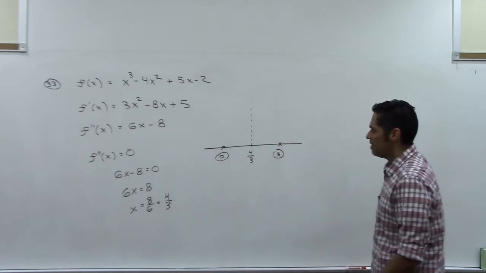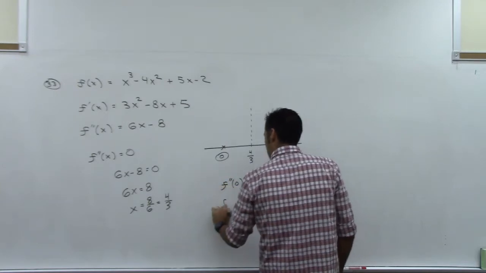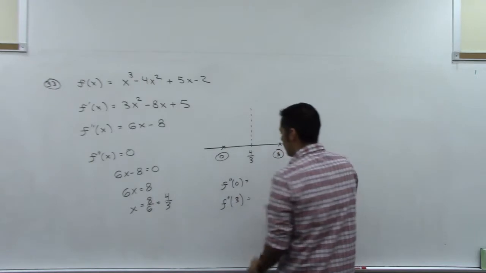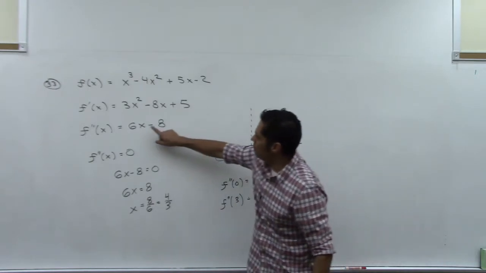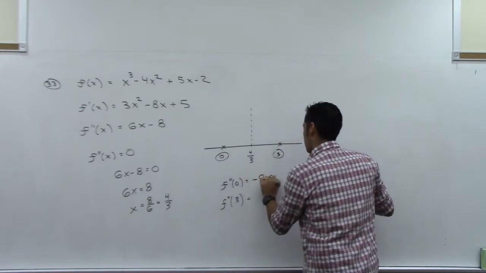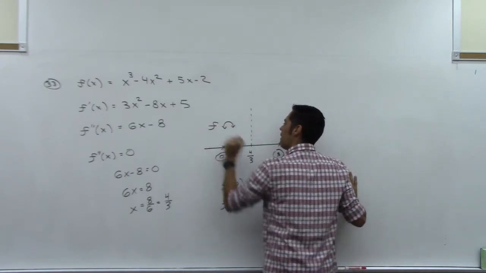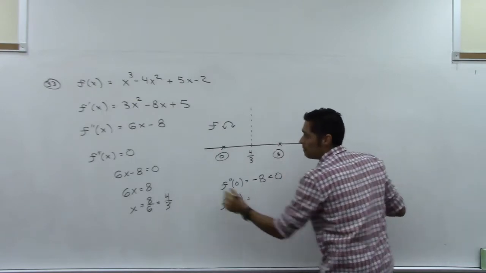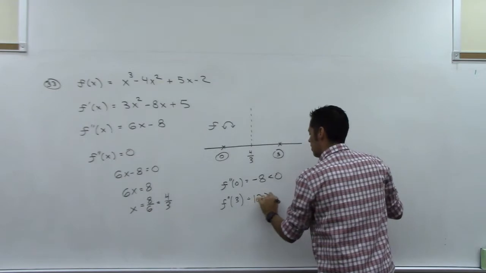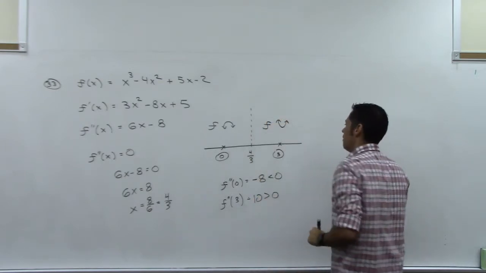And I'm going to plug these into the second derivative and see if I get positive or negative answers. So if I plug 0 into the second derivative, 0 right here kills that, I get -8. That's a negative number, and that means my original function is concave down here. If I plug 3 in, 6 times 3 is 18 minus 8, that's going to give me 10, a positive number, so I know my original function is concave up there.